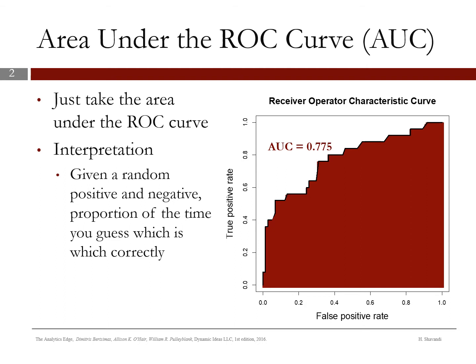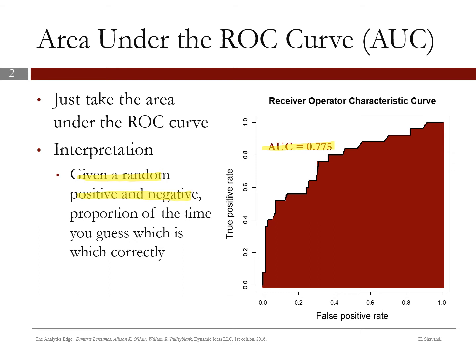When we have the ROC, we just take the area under the ROC curve. For example, in this example, the AUC is 0.775. So how do we interpret this number? Given a random positive and negative, here we're talking about the outcome. As you remember, the outcome for our dependent variable was 1 and 0. So here we can say one class is positive and the other class is negative, for example.